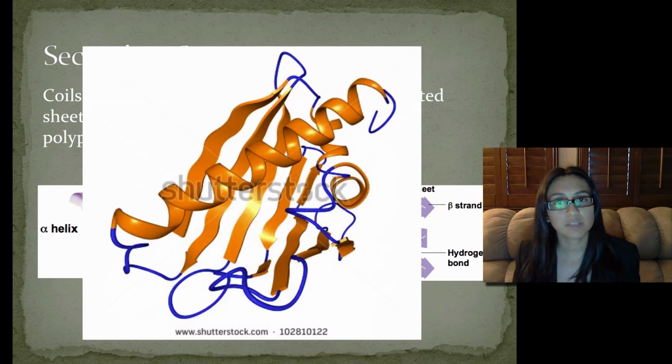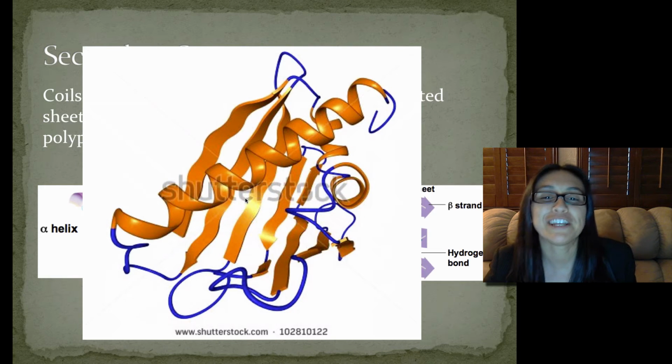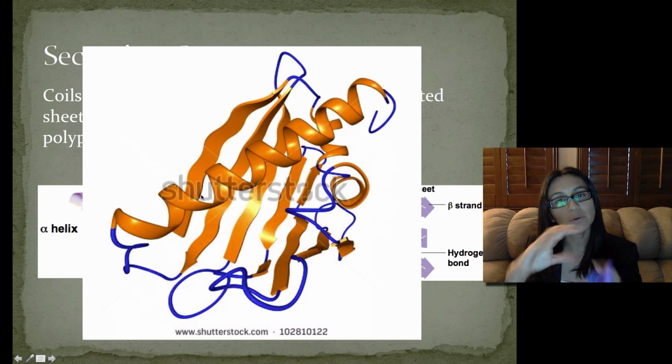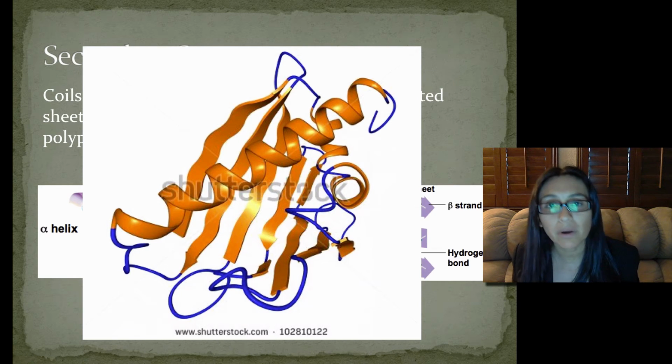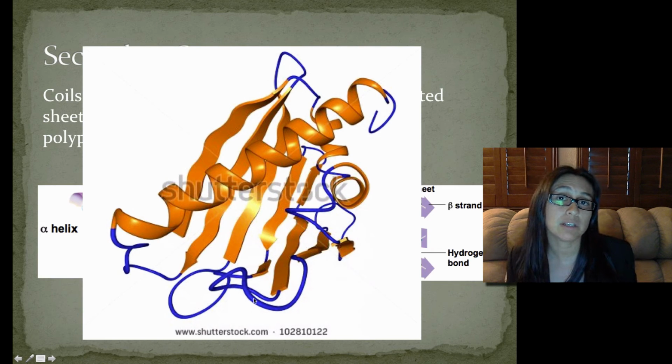If you take a look at this picture of a protein here, ignore the Shutterstock there, you can see that if we fold a protein up, not all parts of the protein are in alpha helices or beta sheets, only certain parts. This part of the protein here is an alpha helix, and the orange flat pieces here represent the beta sheets. These blue parts represent parts of the protein that aren't in alpha helices or in beta sheets. So they're not having those hydrogen bonding interactions with the backbones.